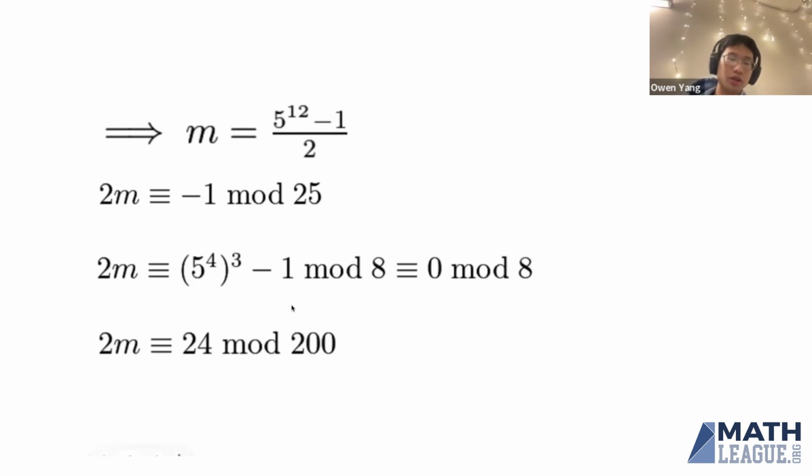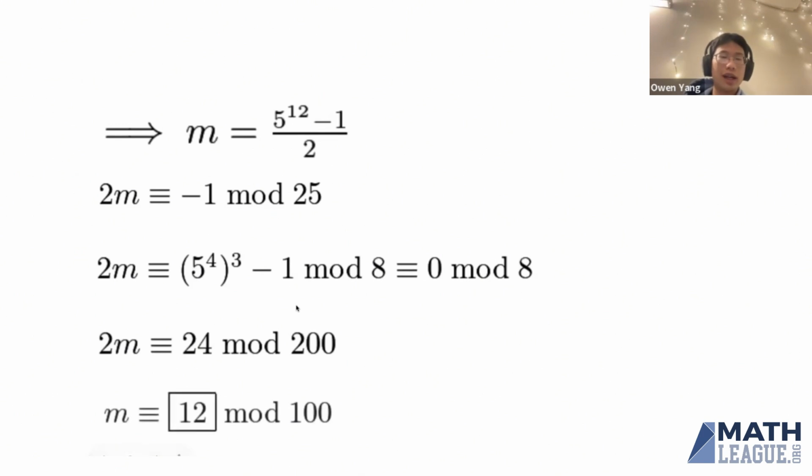Now there are 2 solutions to this mod 200 in m. One of them is 12 and the other one is 112. But either way, we find that m is equivalent to 12 mod 100. So the answer is 12.